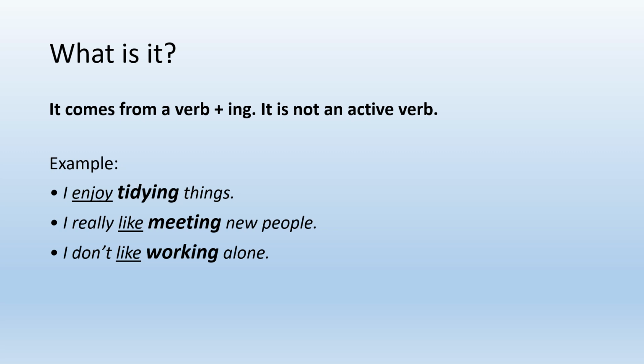For example, the first sentence: I enjoy tidying things. The word tidying is not a verb anymore, but it is a gerund. It is a noun. The active verb here is enjoy, not tidy. The next sentence: I really like meeting new people. The word meeting here is not a verb, but it is a gerund. The active verb is like.